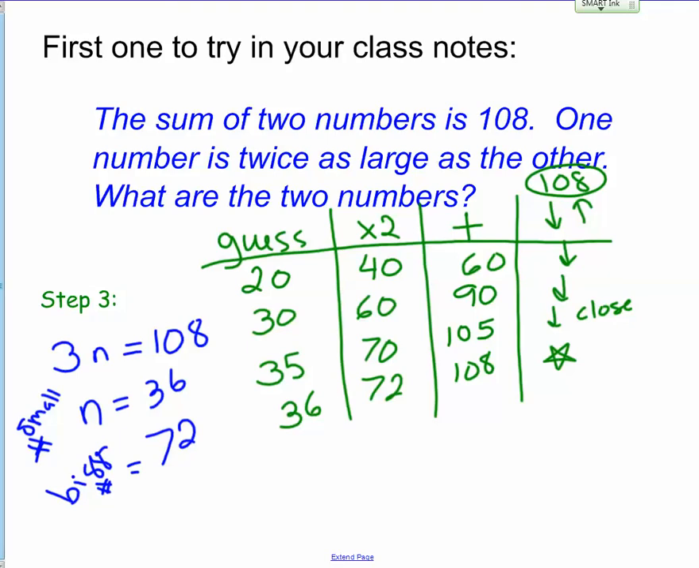We're only 3 short. So someone suggested, let's just try 36. We doubled it and got 72, and we add these two, we get right on 108.